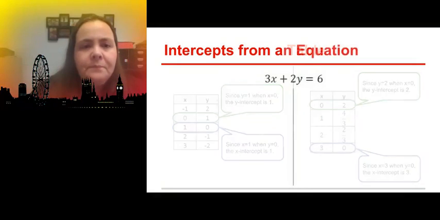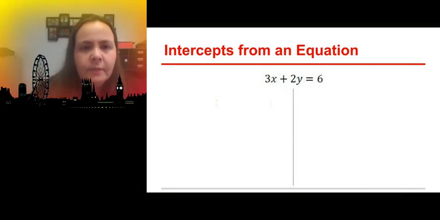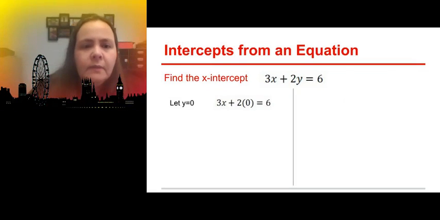All right? When we look at an equation, again, we're thinking about when x equals 0 and when y equals 0. So the first thing we're going to do is find the x-intercept. And to find the x-intercept, we have to let y equal 0. Now, this is like plugging in numbers and finding values. So we're going to substitute 0 for y in the equation. So now we have 3x plus 2 times 0 equals 6. We just simply put 0 in the place of y. And we're going to solve this equation now for x.